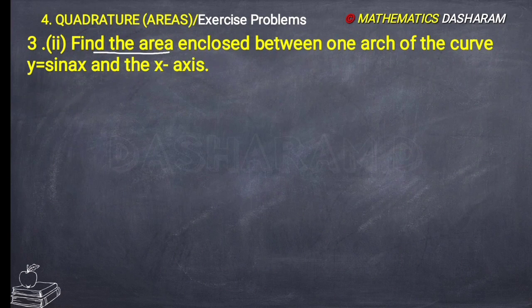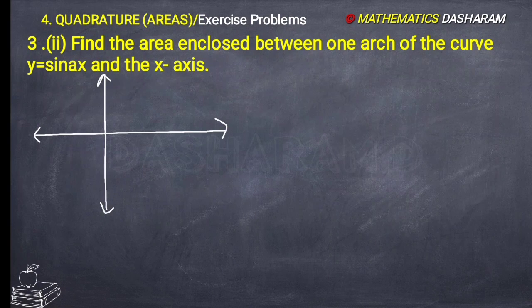Second question: find the area enclosed between one arch of the curve y equals sine ax and the x-axis. So the graph of y equals sine ax is, here, this is the graph of y equals sine ax. Here is 0. The graph first touches the x-axis at 0. Next it touches the x-axis at pi by a. An arch is nothing but the portion between 0 and pi by a. So this area we have to find out now.